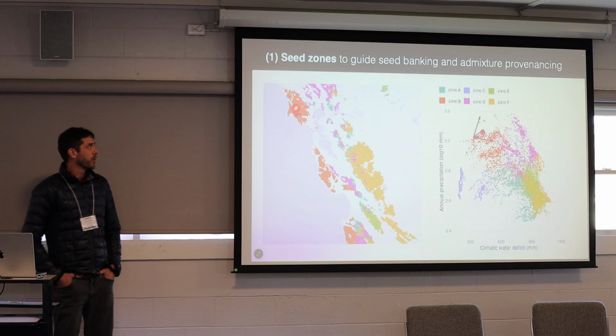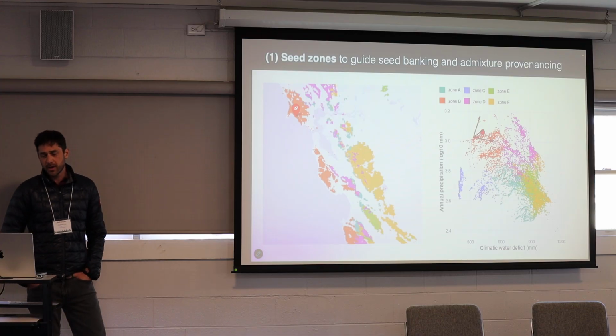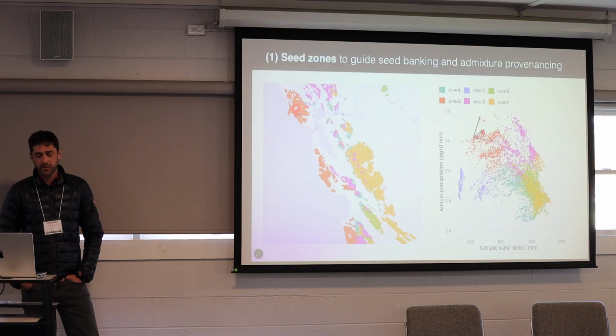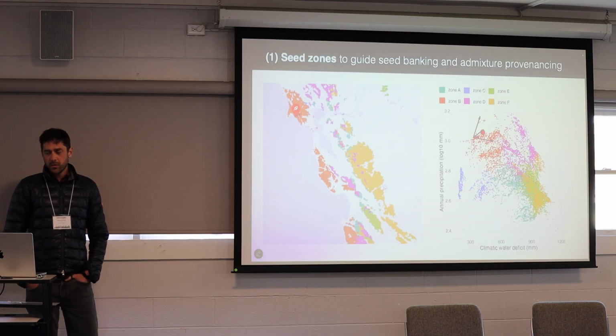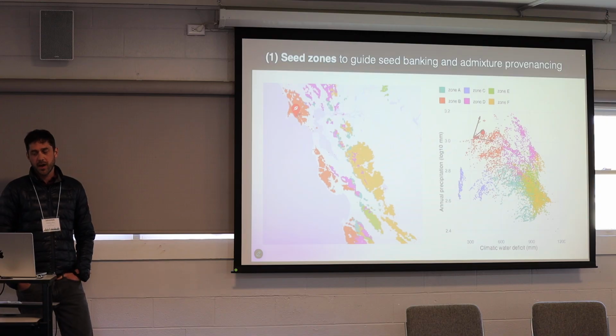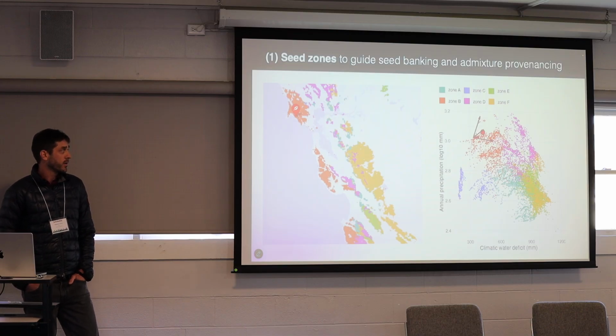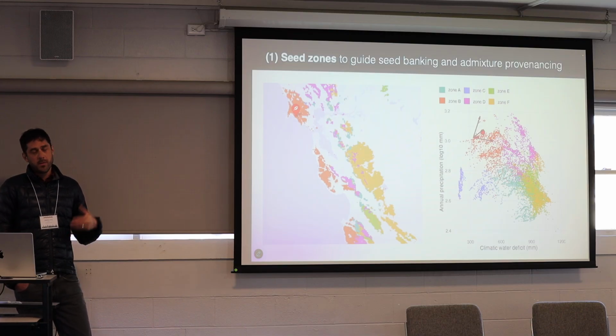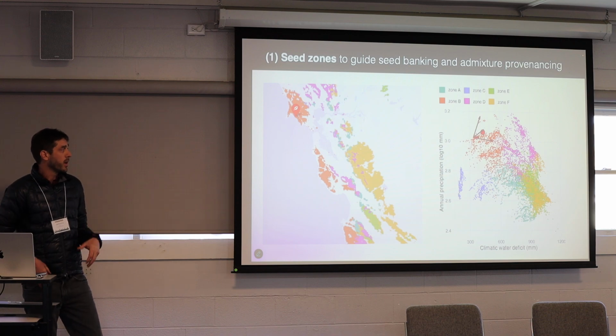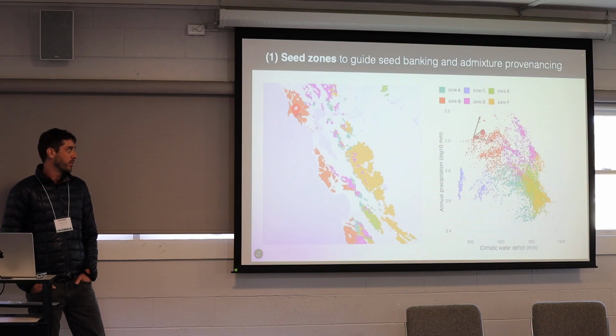Okay, so now returning to these three key functions that help with different decision-making processes around climate adaptation. The first of these is seed zones. So seed zones can help to identify environmentally distinct regions within a species range. We use clustering analysis in environmental space to maximize the between zone variation and minimize the within zone variation, identify zones that have relatively homogeneous soil and climate properties within a seed zone.